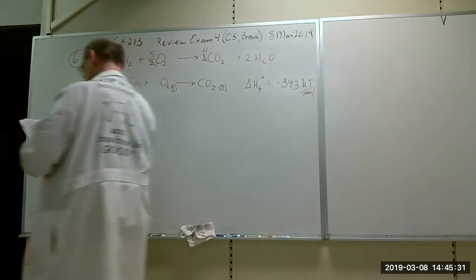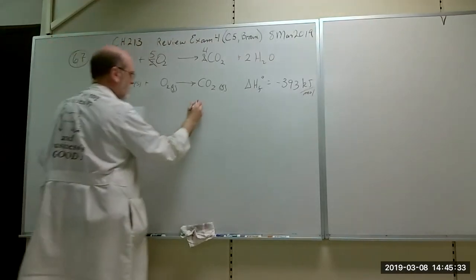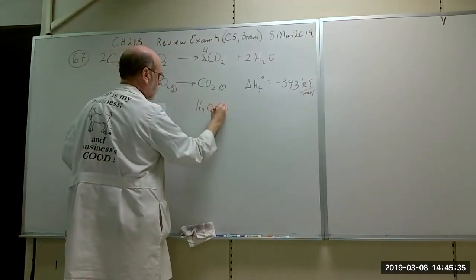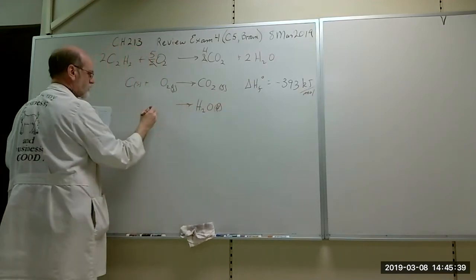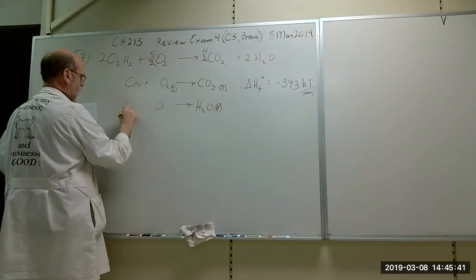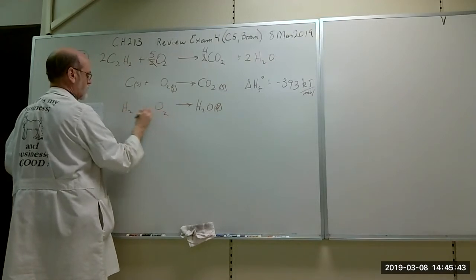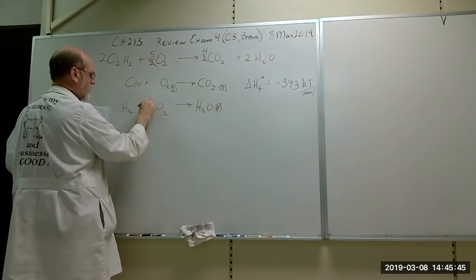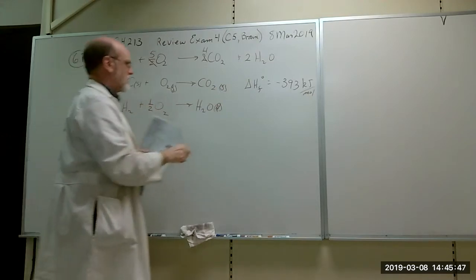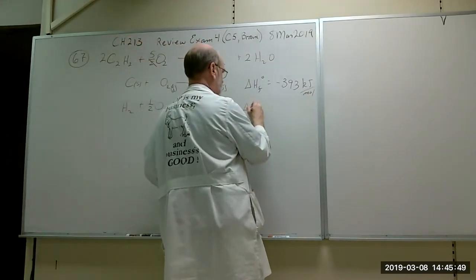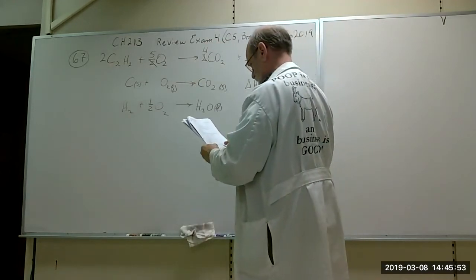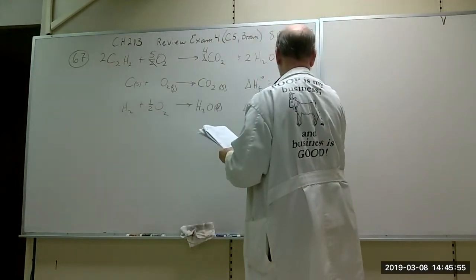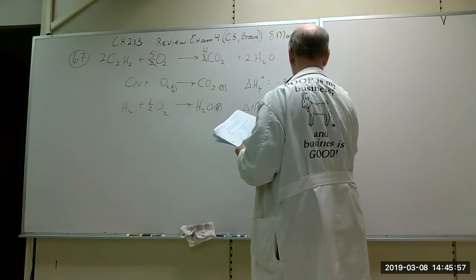Okay, CO2, water. So we got water, we wrote that one in before. So this is going to be oxygen, hydrogen, there. We need half an oxygen. And this one is going to be minus 286 kilojoules.